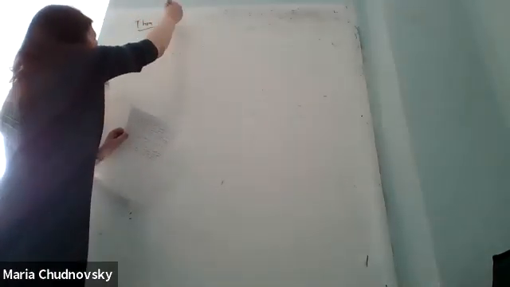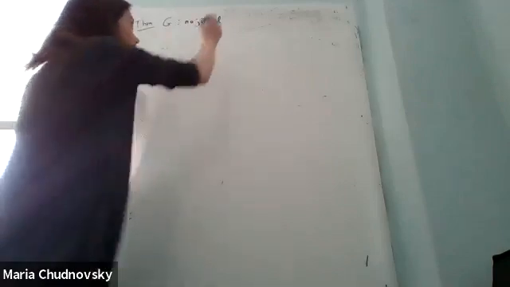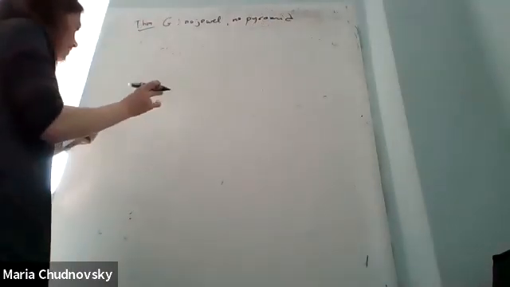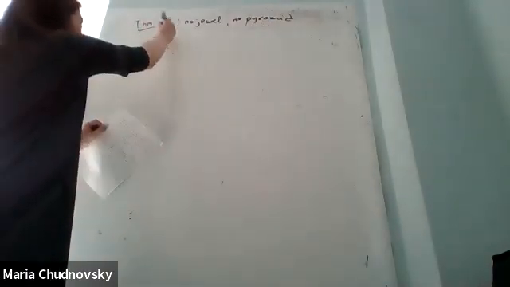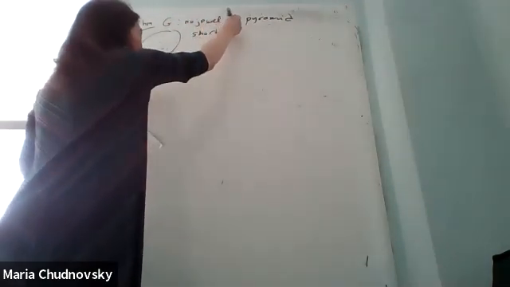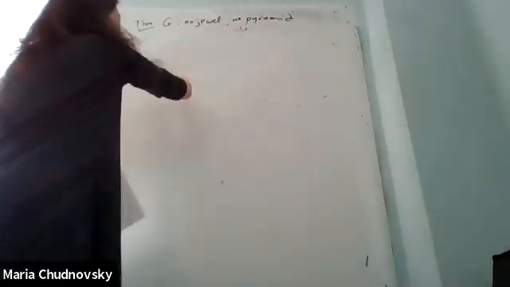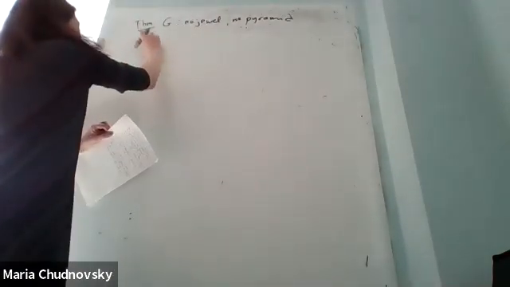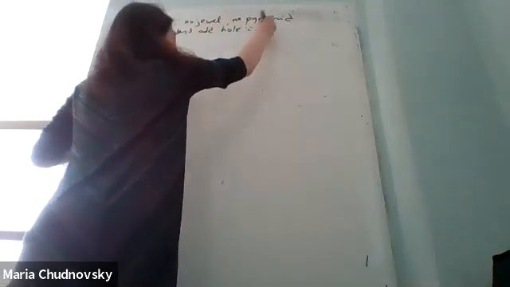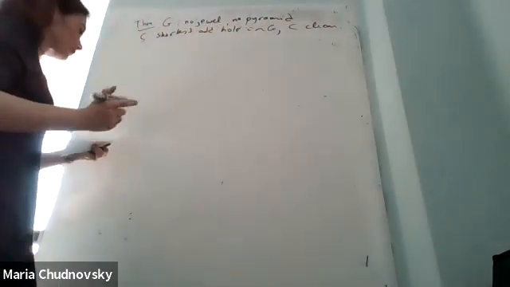Theorem: I have a graph G with no jewel and no pyramid, and I have a hole C which is a shortest odd hole. Let me get a picture here. C is the shortest odd hole in G, and C is clean.